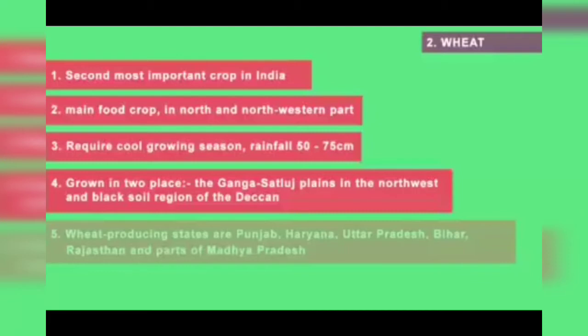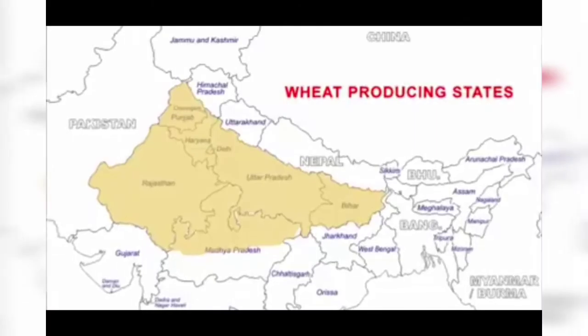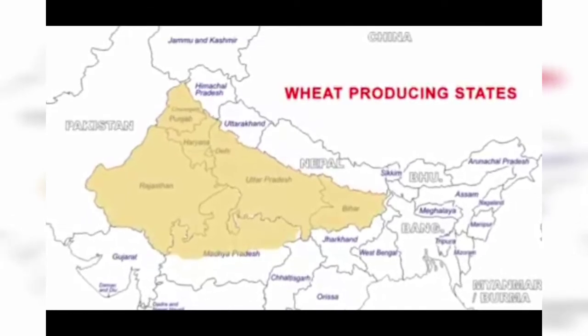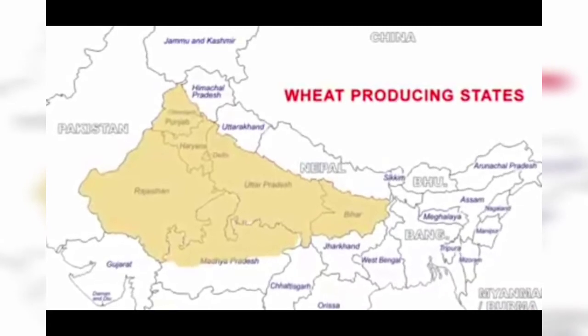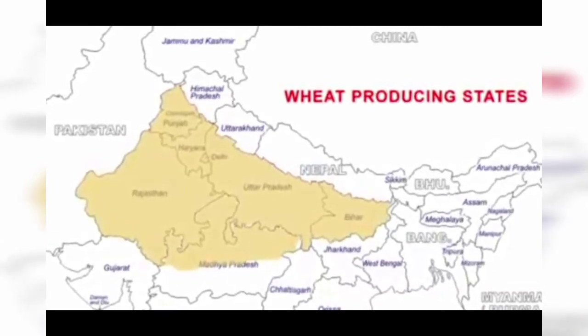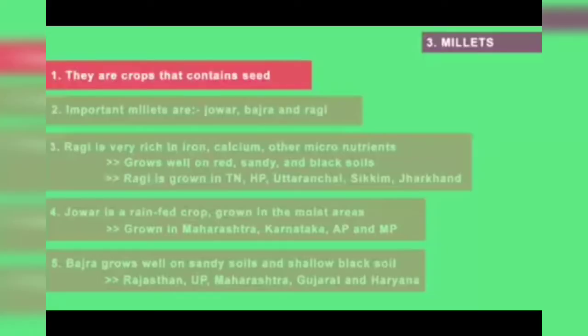Here the regions are Maharashtra, Madhya Pradesh, and the major wheat producing states are Punjab, Haryana, Uttar Pradesh, Bihar, Rajasthan, and Madhya Pradesh. So if you see, all of these places range from the north to the central part of the country. And the next crop is millets.